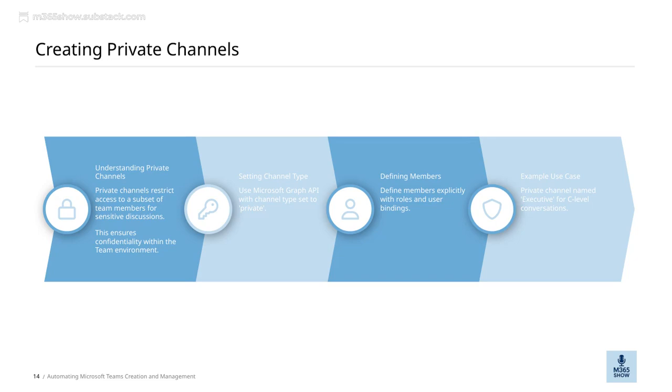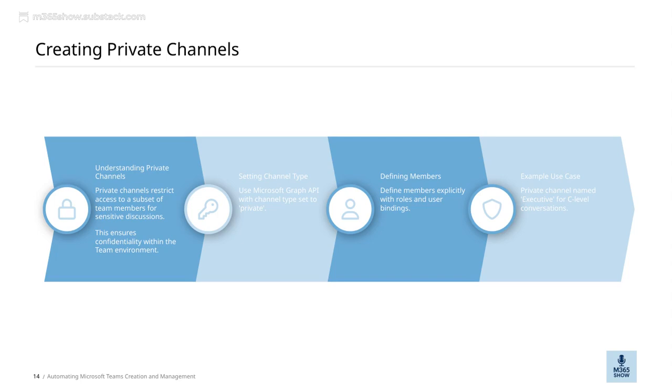Now, let's talk about creating private channels in Microsoft Teams. Imagine you want a dedicated space for C-level conversations, like a private, executive channel. This is a great example of how private channels can be used effectively. When defining members for these channels, you can explicitly specify who belongs and assign roles or user bindings. This way, you're in full control of who has access.